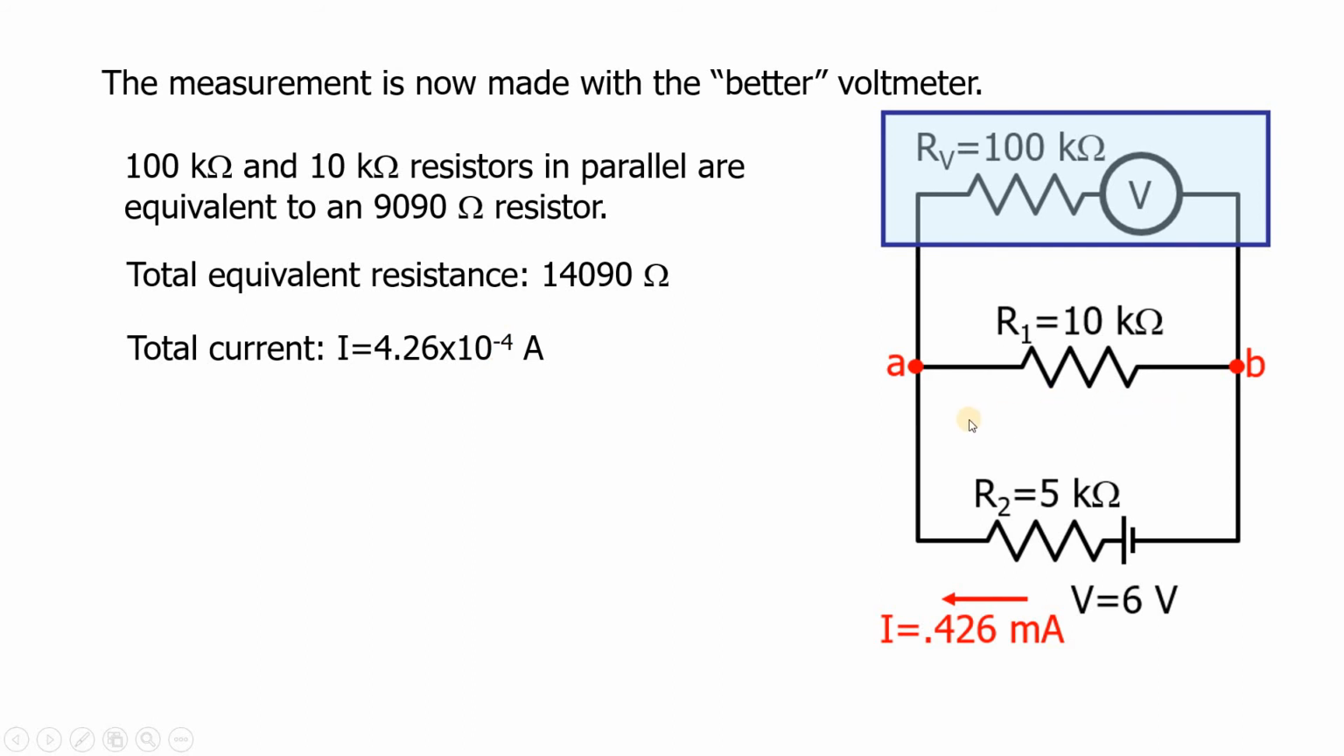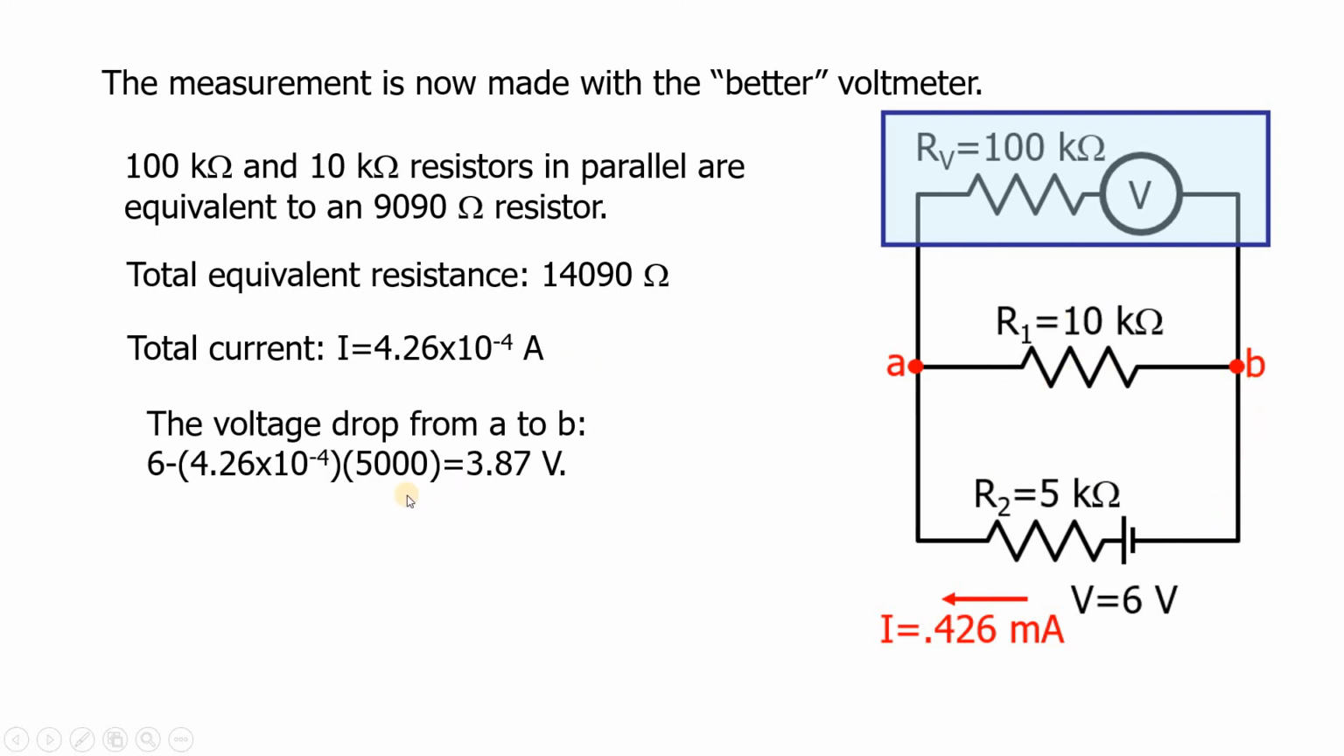Whenever you're finding the voltage drop VAB, apply KVL again here: minus 6 plus 0.426 into 10 to the power of minus 3 into 5 into 10 to the power of 3 plus VAB is equal to 0. Then VAB is equal to 3.87 volts. From KVL, we'll get VAB is equal to 3.87 volts. This voltage appears across this voltmeter.